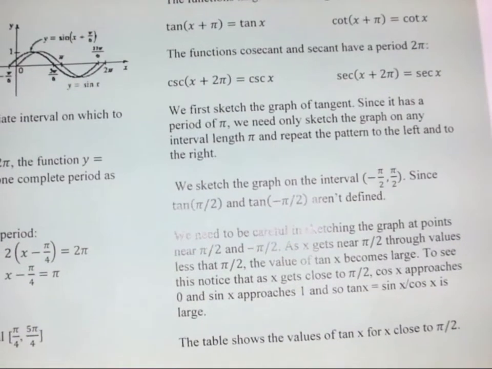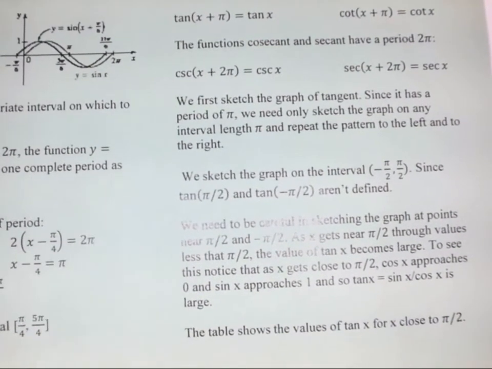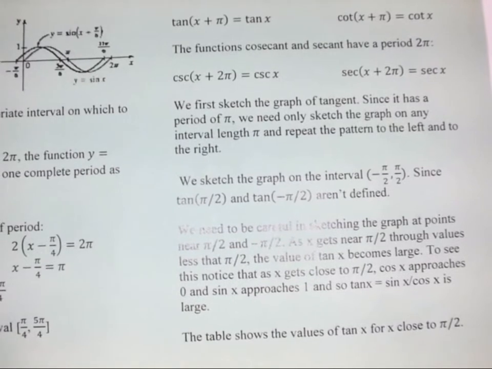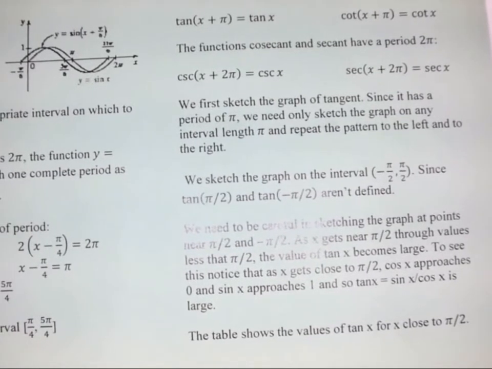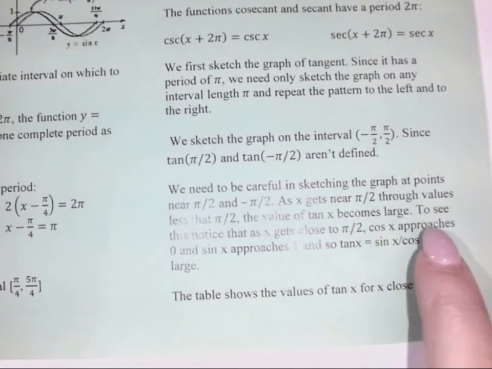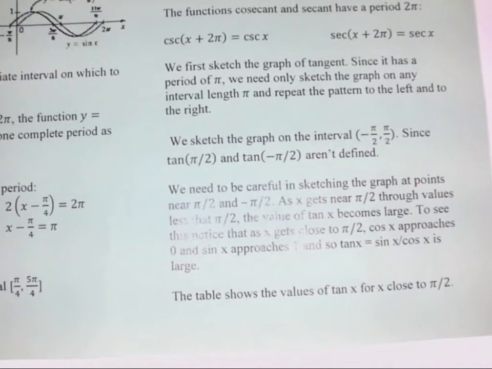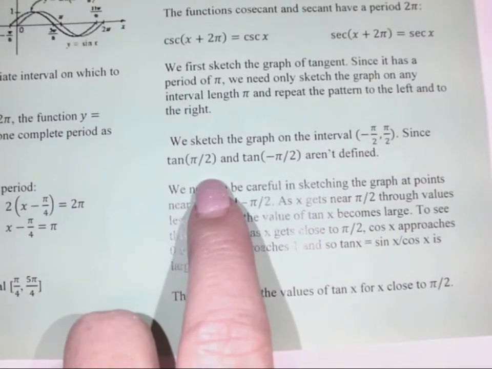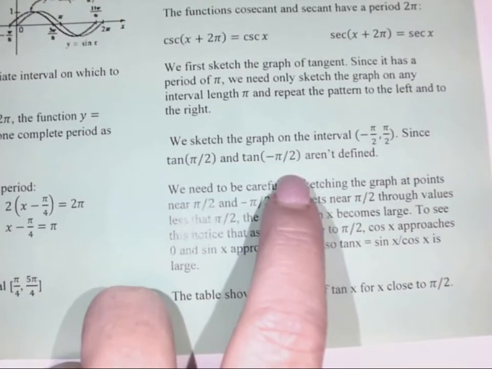So we first sketch the graph of tangent. Since it has a period of pi, we're only going to sketch the graph on any interval length of pi, and then it'll repeat the pattern to the left and to the right. We sketch the graph on the interval of negative pi over 2 to pi over 2, since tangent at pi over 2 and negative pi over 2 aren't defined.